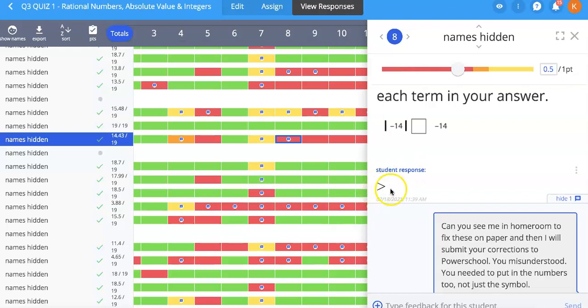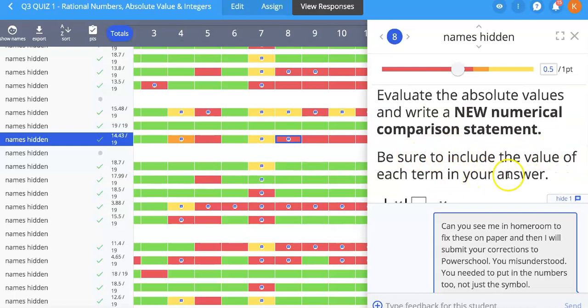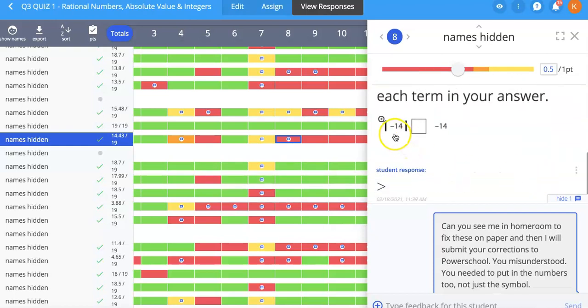You see a greater than symbol, but it specifically says in the directions, be sure to include the value of each term in your answer. So this student should have put on this side, well, let's see. The absolute value of negative 14 is 14. And then you don't do anything to the negative 14. There's no absolute value bars. So they should have actually written 14 on this side is greater than negative 14. So this student did not get full credit because they did not follow the directions. And part of what I was trying to see is if they knew how to take the absolute value of negative 14. So just this symbol is not enough for them to get full credit.